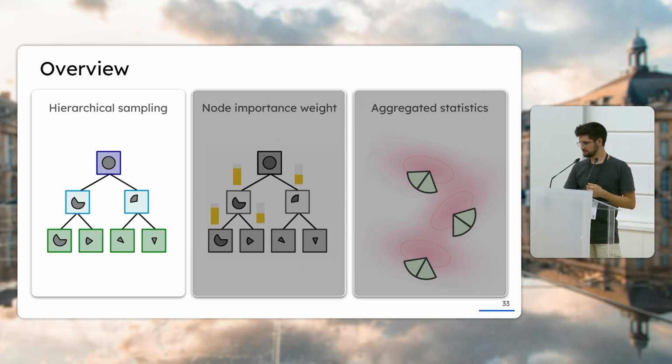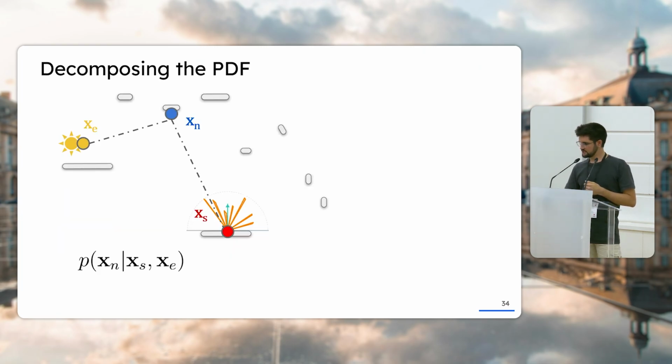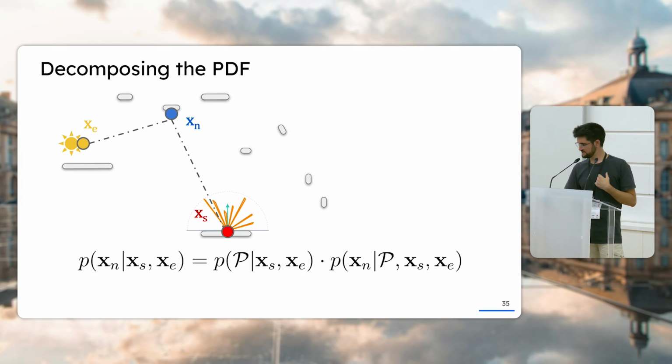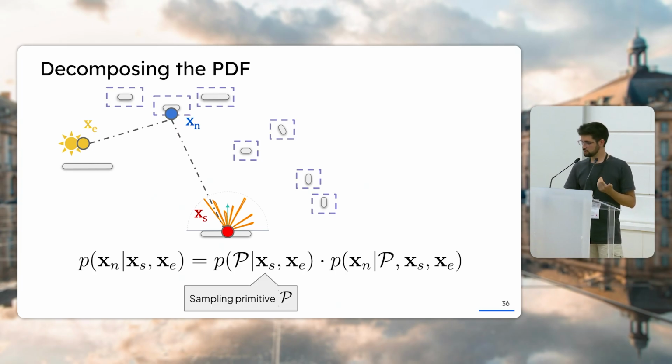So first, let's focus on hierarchical sampling. So let's first decompose the PDF. To sample this point x_n on the geometry, we need to decompose it as the product of two terms. The first one is the discrete choice of sampling a primitive, which are colored here with the purple things.